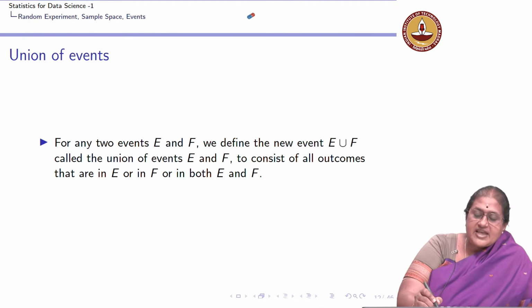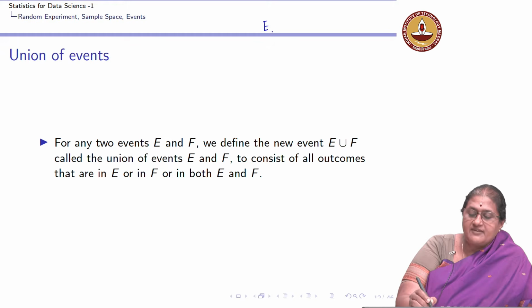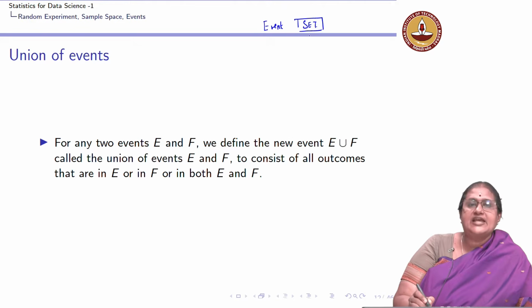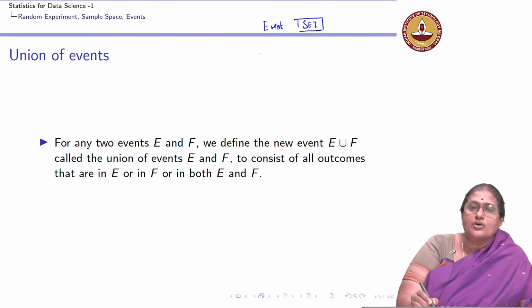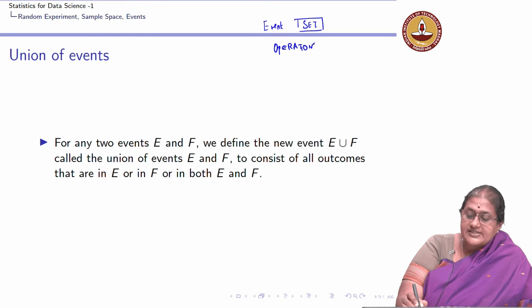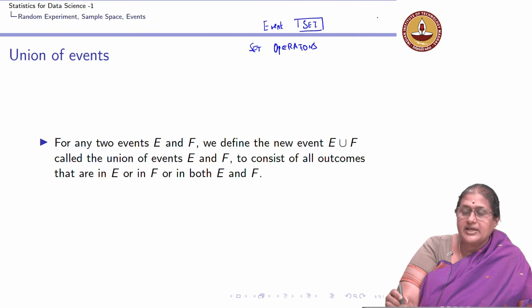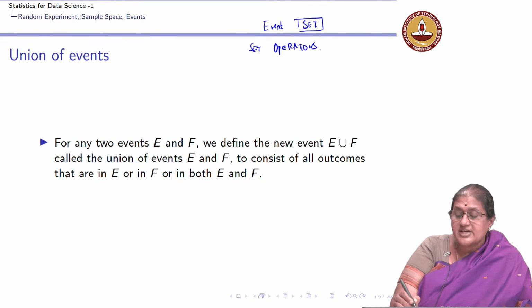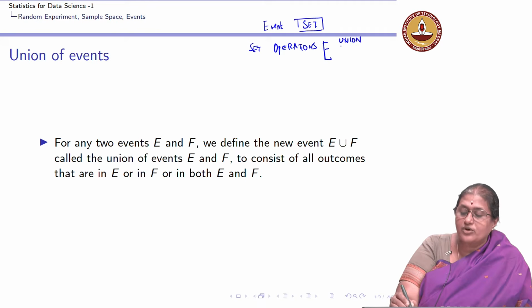Now, because events are again subsets, an event is also a set. The minute I say that E is an event, I can talk about all possible set operations on my events, because I realize an event is a set. What are the possible set operations? The three basic set operations we are going to talk about.